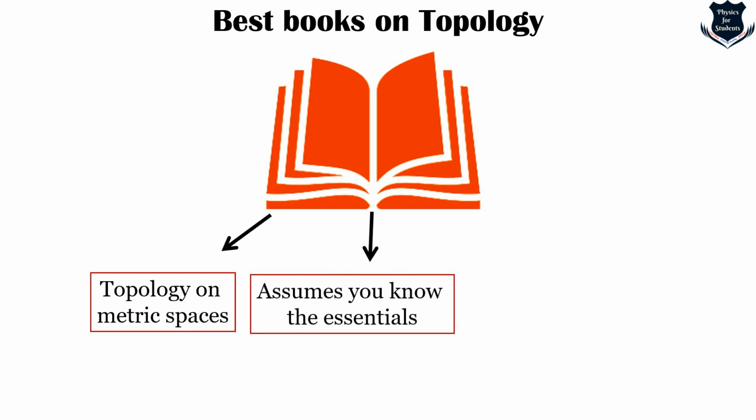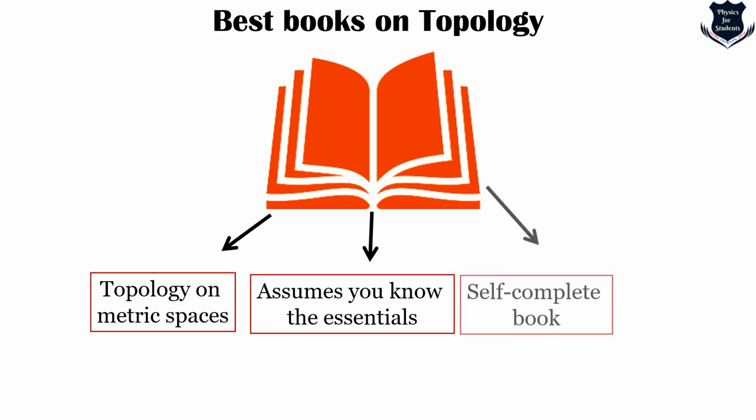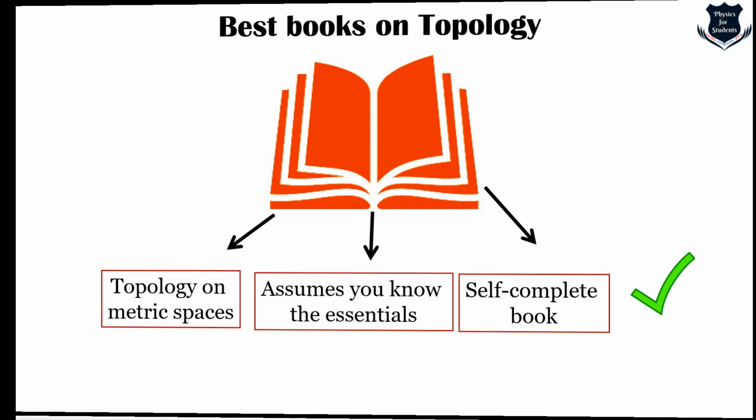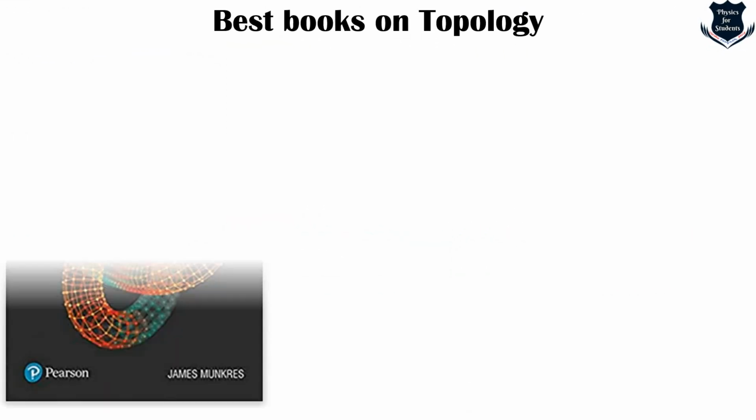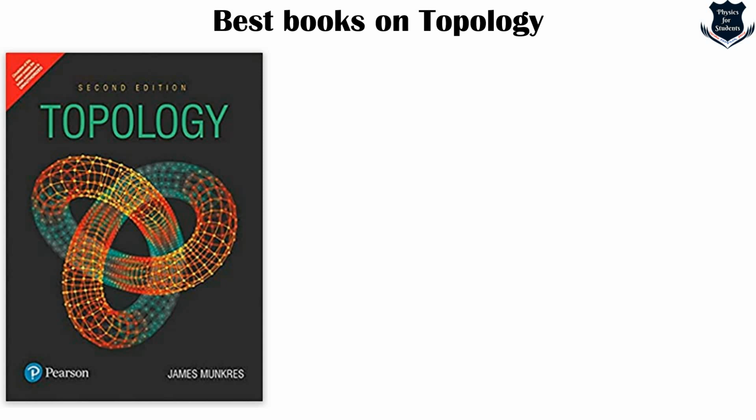The second is that there are certain books which assume that you know the essentials. That means all that I talked about, differential geometry, real analysis, set theory, everything, you know. And the third type of book is called a self-complete book, and we are going to look at those books. That means those books which assume that you know nothing, and they teach you step by step and then go into topology.